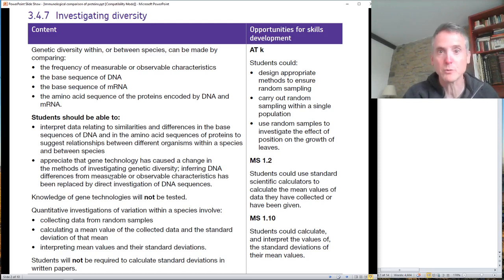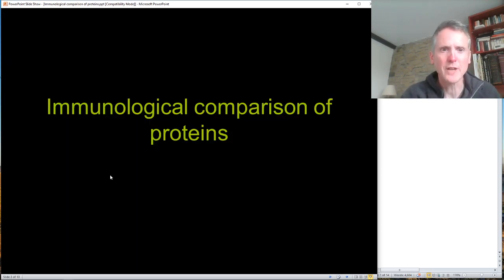Okay, most of this relies on your knowledge of immunology. So I'm going to zip through this, then I'm going to go through it again on that explain everything, where I'll be writing on a worksheet to take you through. Okay, so yeah, we're going to do the immunological comparison of proteins.